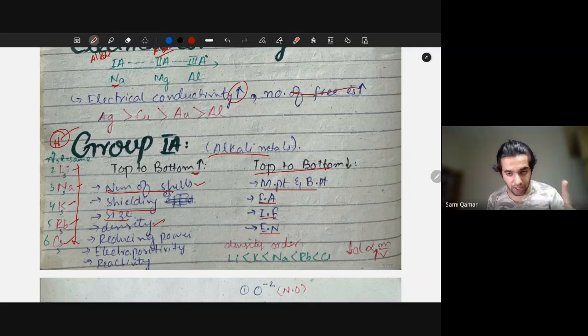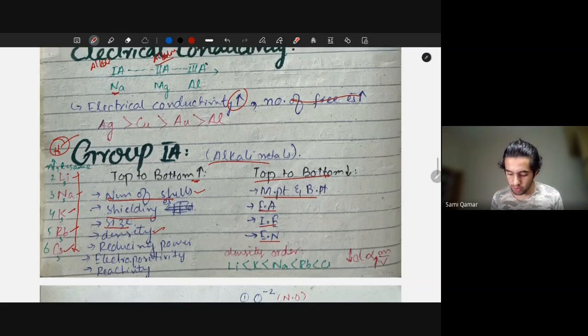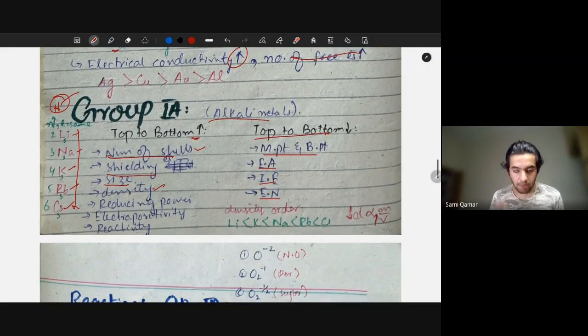But there's one catch in density. What is that catch? Let's talk about that. Density is increasing from top to bottom. But the thing here is lithium has more density than potassium, then potassium has more density than sodium. Sodium is the exception here. Sodium has more density than potassium. So this is just one exception. You have to include it. So this is the order: lithium, then sodium, then potassium, then rubidium, then cesium. So you can get this density order because exceptions are the tricky ones. So you really need to get this.